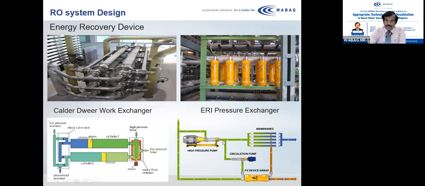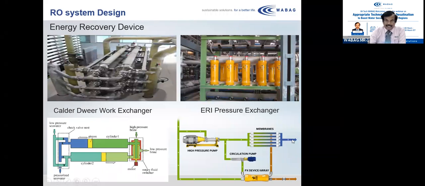Since we lose around 1.5 bar or 1 bar in the membranes and another 0.5 bar in the recovery device, the losses have to be made up by means of the circulation pump, so that the pressure at the point of joining between the high pressure pump and the circulating pump is the same.